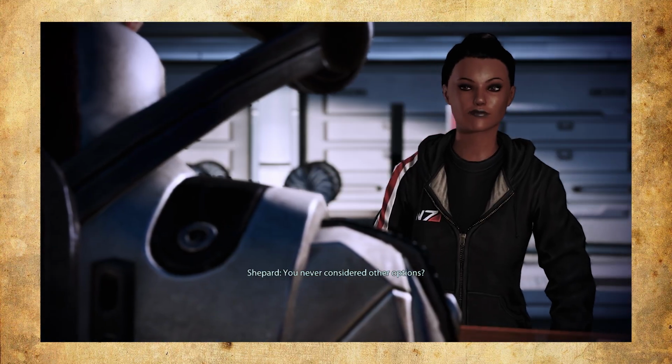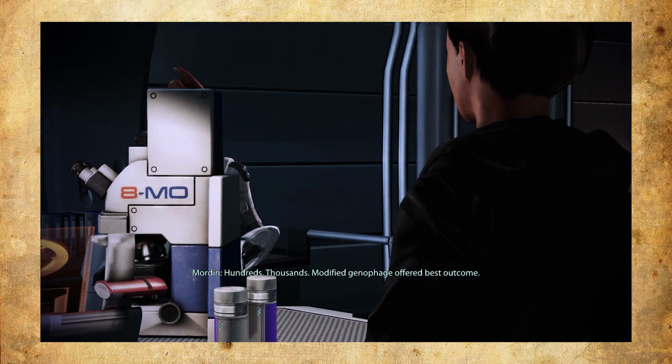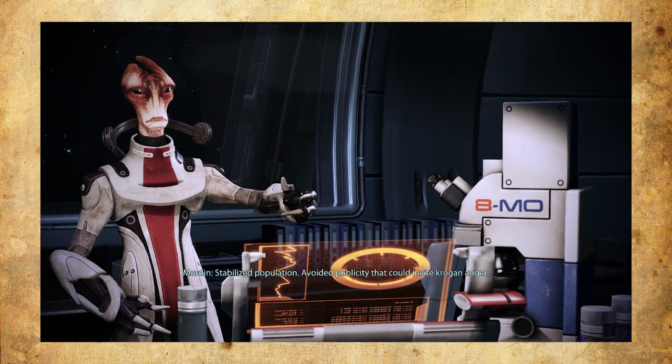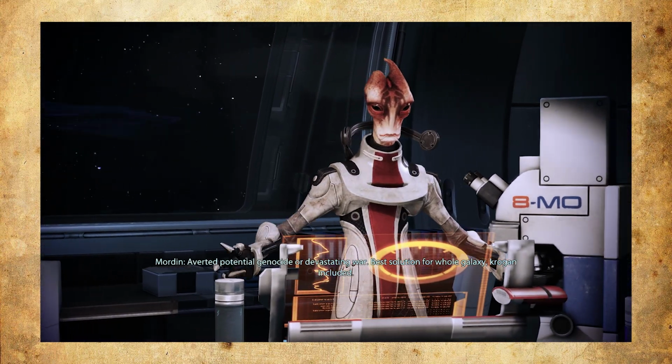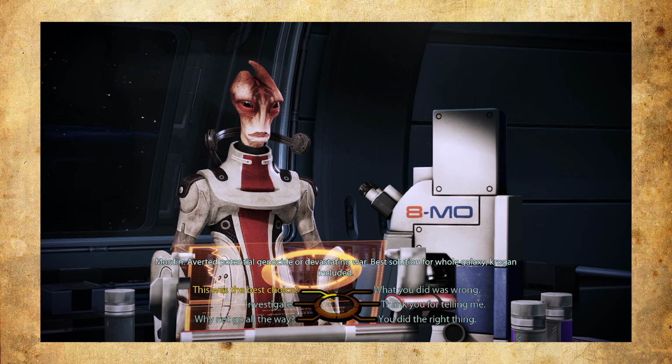You never considered other options? Hundreds, thousands. Modified genophage offered best outcome. Stabilized population, avoided publicity that could incite Krogan anger, averted potential genocide or devastating war. Best solution for whole galaxy.